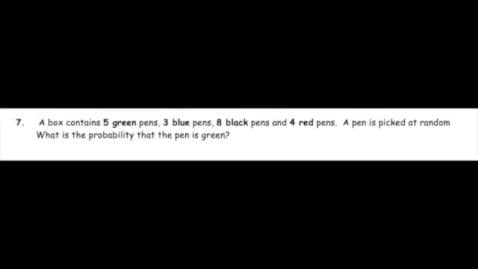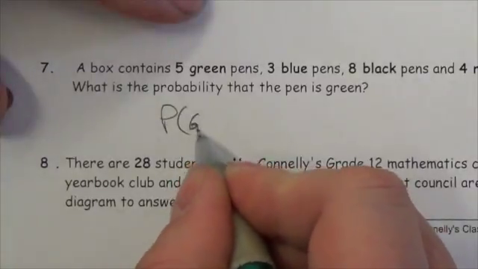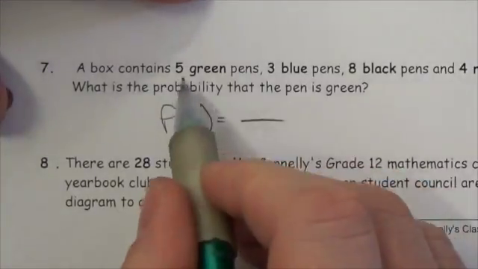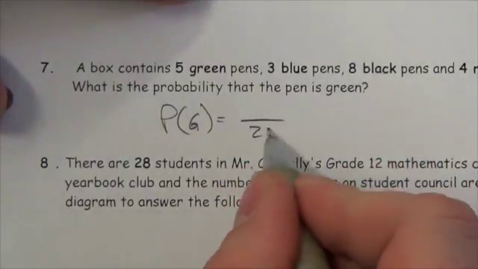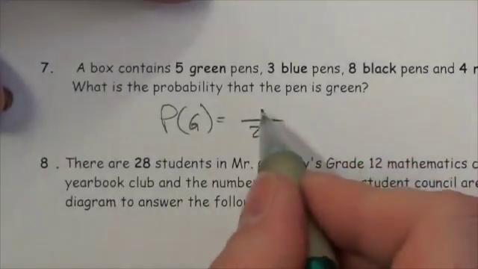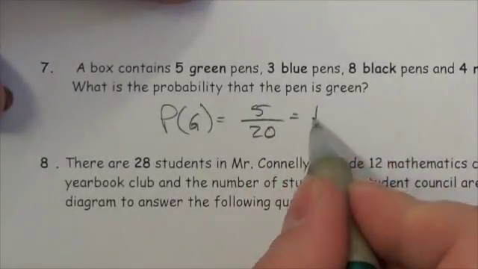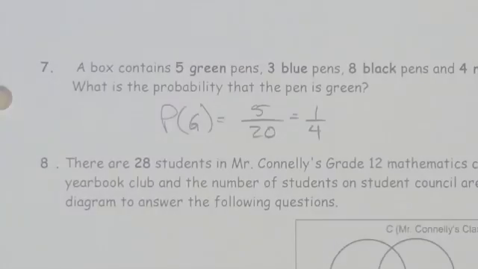A box contains 5 green pens, 3 blue pens, 8 black pens, and 4 red pens. A pen is picked at random. What is the probability that the pen is green? So we're looking for the probability that the pen we grab here is green. Well, 5 green, 3 blue, 8 black, 4 red. That's a total of 20 different pens there. So a pen is picked at random. What's the probability that it's green? Well, there are 5 green. So that means there is a 1 out of 4 probability that you're going to pick a green pen.